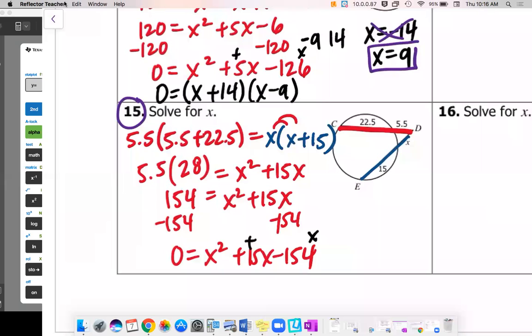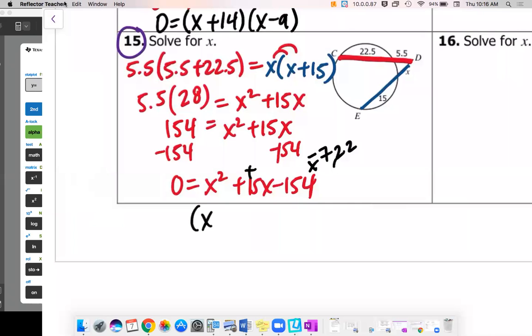So if we do 7 and 22, we know one of them has to be negative. So when they multiply, we get negative 154. So if I make the 7 negative and I add, I get the 15. So that works. So this becomes x minus 7 and x plus 22 equals 0. Because if you just multiply this back out, negative 7 times 22 is negative 154. And then you'd have a positive 22x and a negative 7x, which would get you this 15x. Okay, so you set each one equal to 0, so you get x is 7 and x is negative 22.